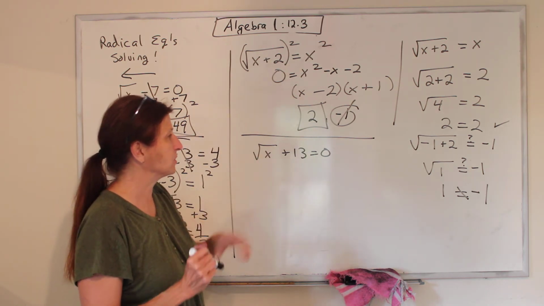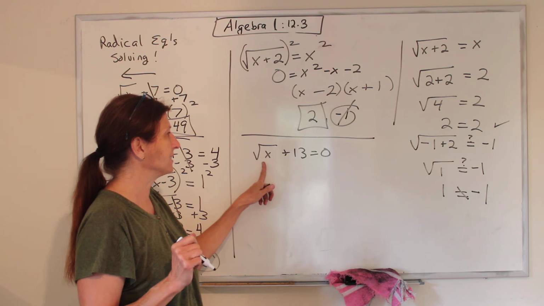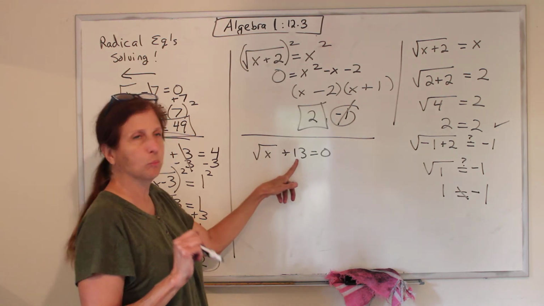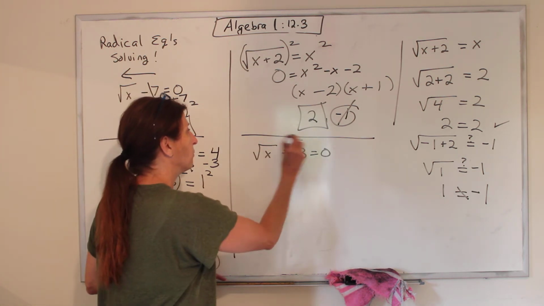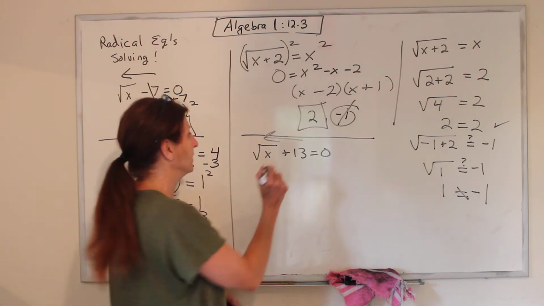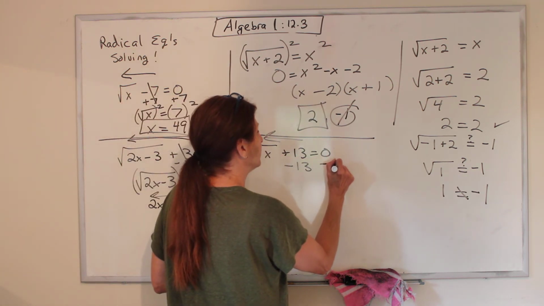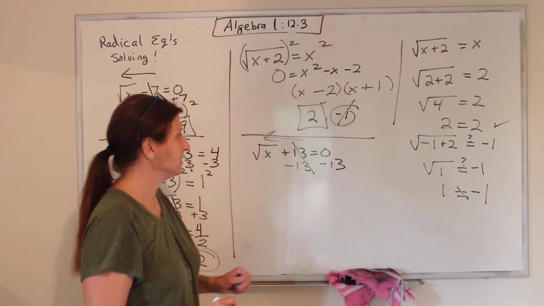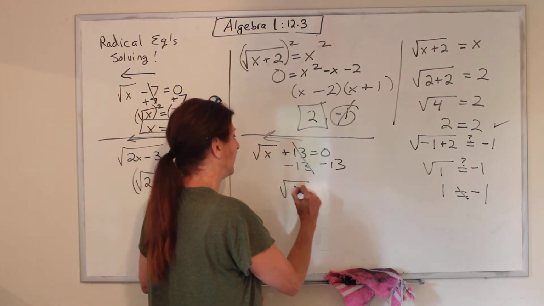Okay, so how about this one? Let's do it. Why is x not alone? Well, it's got a radical sign of plus 13. So we're going to start from the outside in. What's the opposite of plus 13? Minus 13. What I do to one side, I do to the other. Those cancel out. I bring down what I didn't mess with.